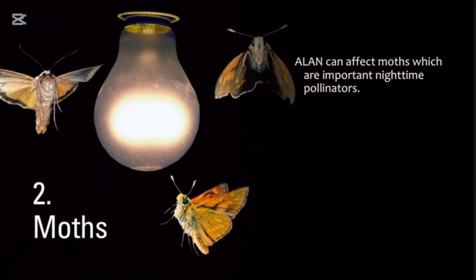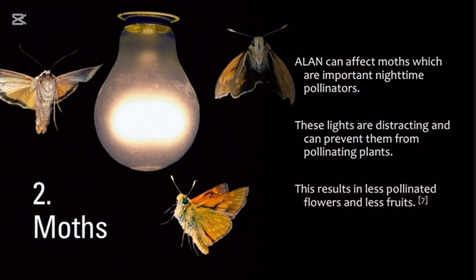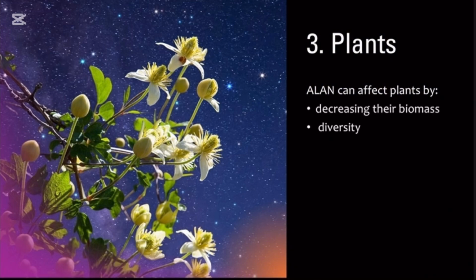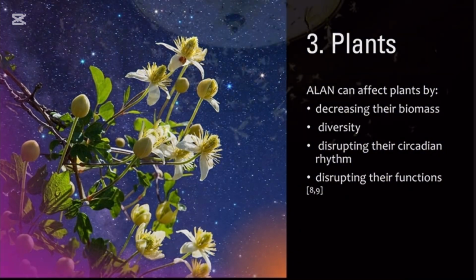Moths. ALAN can affect moths, which are important nighttime pollinators. You've probably seen a moth sitting on your window at night, or fluttering around a streetlight. These lights are distracting and can prevent them from pollinating plants. This results in less pollinated flowers and less fruits. ALAN can affect plants by decreasing their biomass, diversity, and affecting their ability to function. It also disrupts their circadian rhythm, meaning they start having trouble figuring out whether it is day or not.